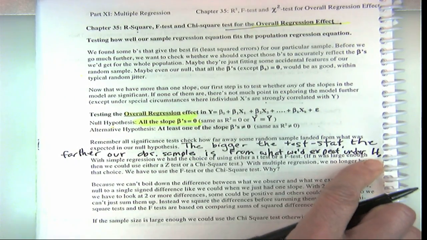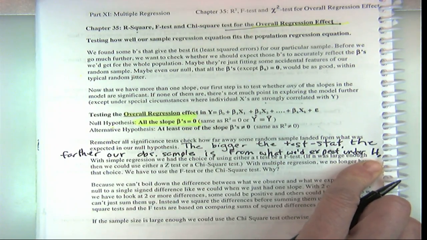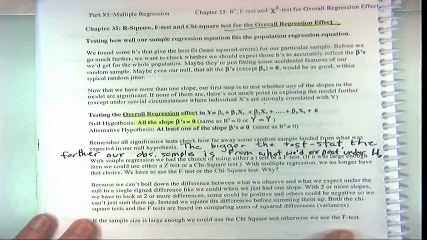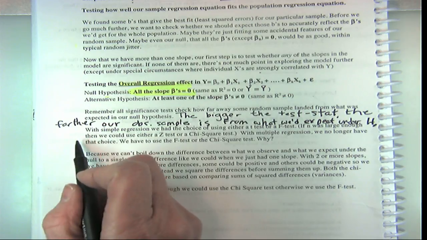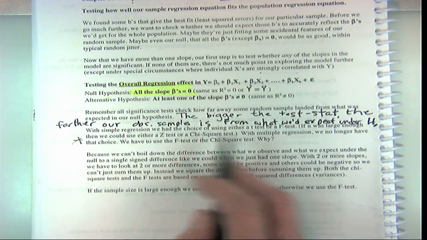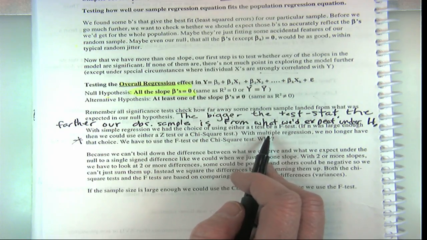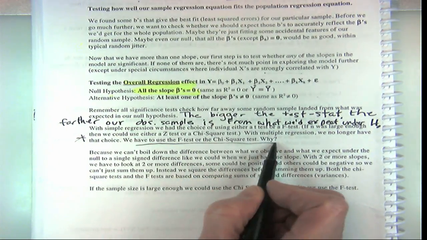And that p-value tells how unlikely it is. So the bigger the test statistic, the smaller the p-value. All right. So now, with simple regression, this is important, we had the choice. We didn't have to use chi-square, we could use z. We didn't have to use F, we could use t. But now we no longer have that choice. We have to use these.